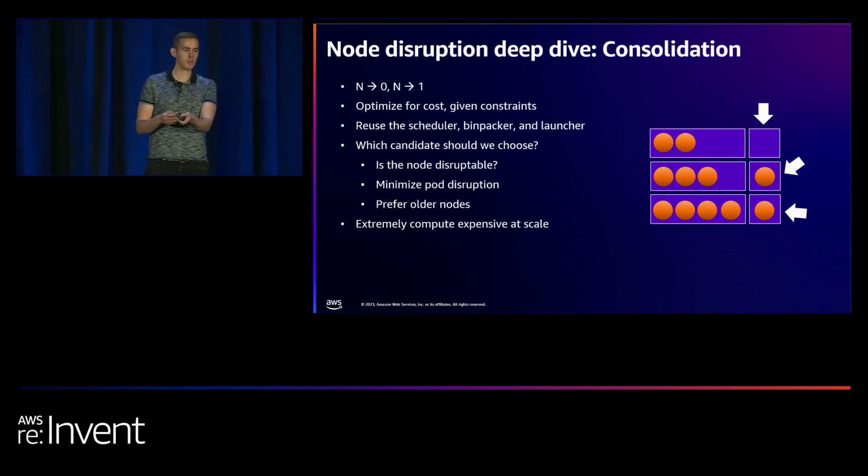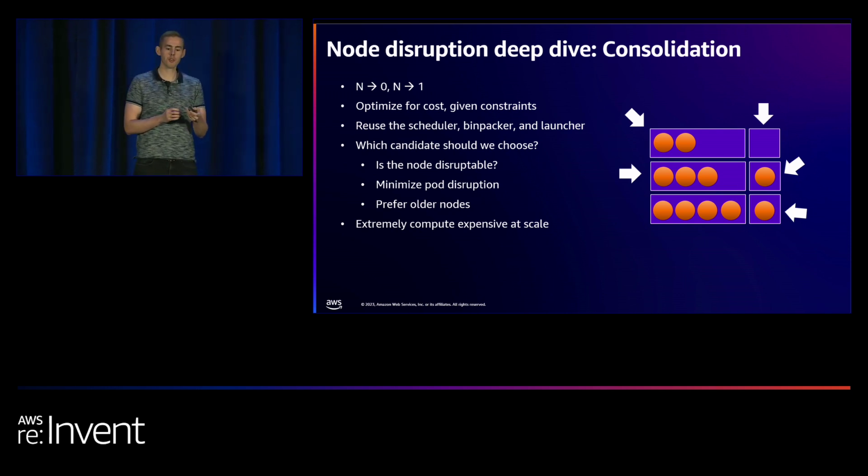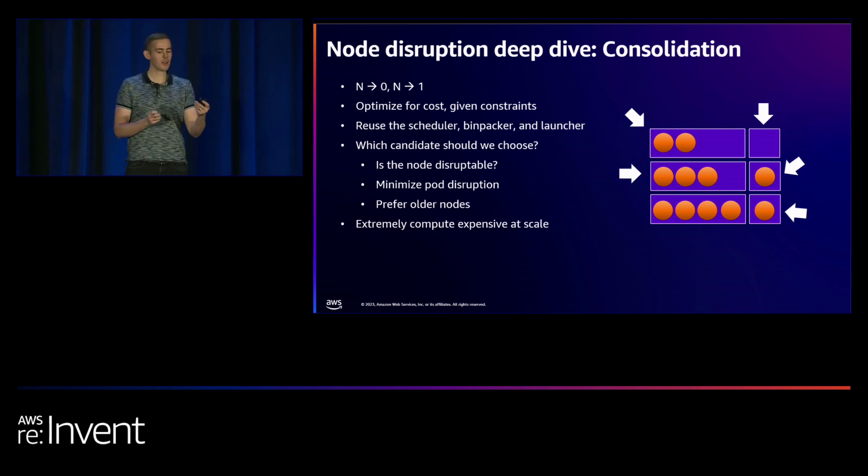What about these two? These seem well packed, right? But in the context of the whole cluster, maybe they could be consolidated as well, because there's capacity on the left, right? What about this upper left? Turns out the upper left could also be consolidated. You could move one of those pods to the right, and another one of those pods to the node below.